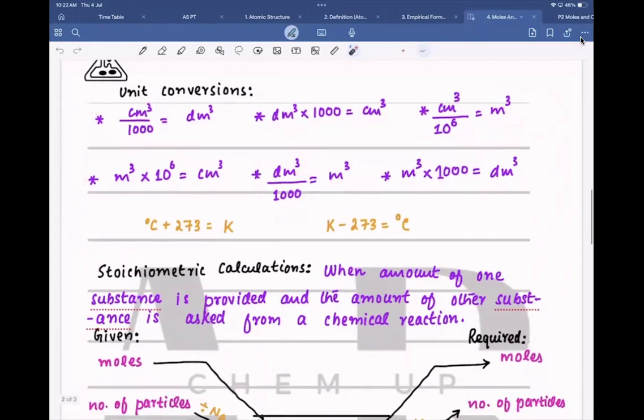Okay, you have to know these conversions, and then the temperature conversion. If you have a temperature in Celsius, you add 273 to it and you get the reading in the Kelvin scale. And if you have a reading in the Kelvin scale, you subtract 273 from it and you get degrees Celsius. Is this clear? Yes, sir.